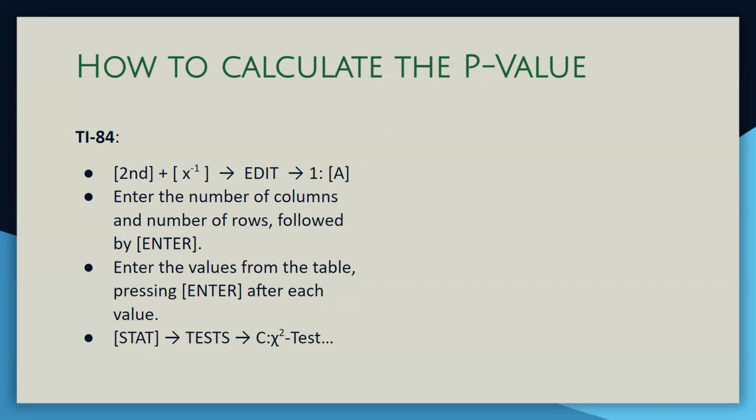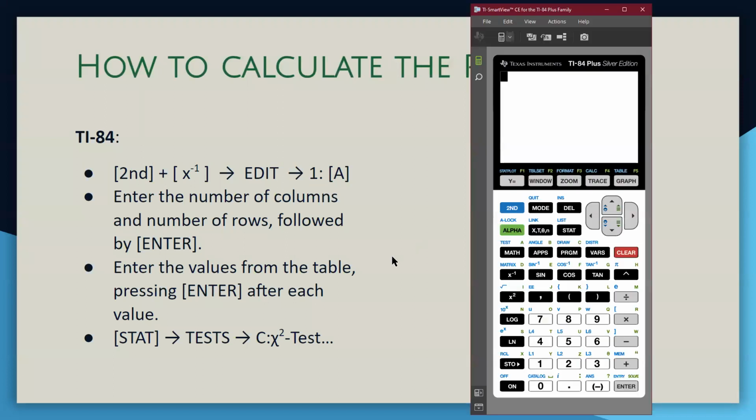So let me pull up my TI-84 real quick. So here's my TI-84. When you press second x to the -1, you pull up the matrix menu. You can see in blue above that x to the -1 button, we have matrix. And it has 3 options: names, math, edit. We want to go to edit, which is going to allow us to enter our observed data.